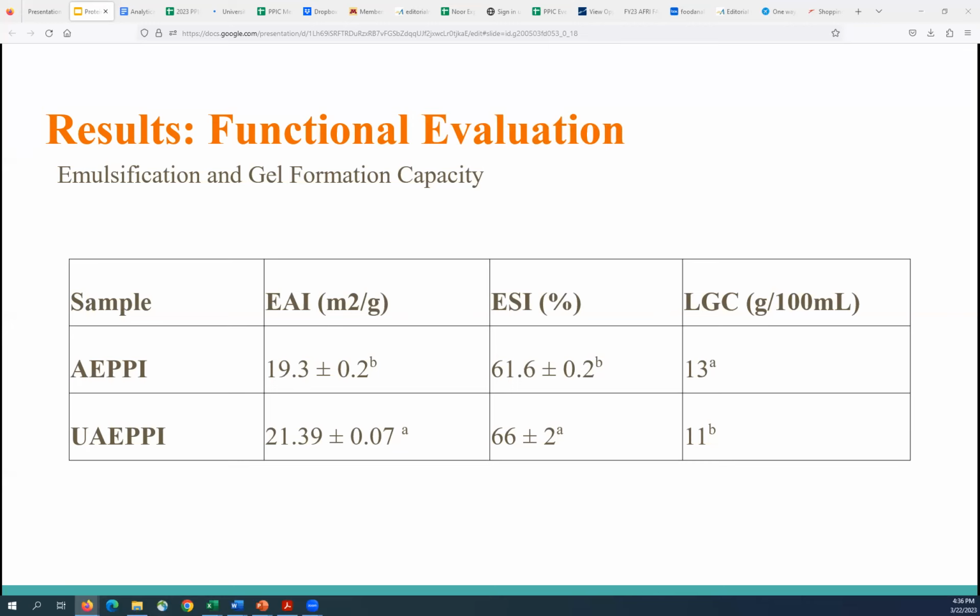And here, the least gelation capacity of the ultrasound-treated samples decreased by 15.4% compared with those without treatment. So the higher surface hydrophobicity in the ultrasound samples might be one of the reasons that give it better gelling ability.